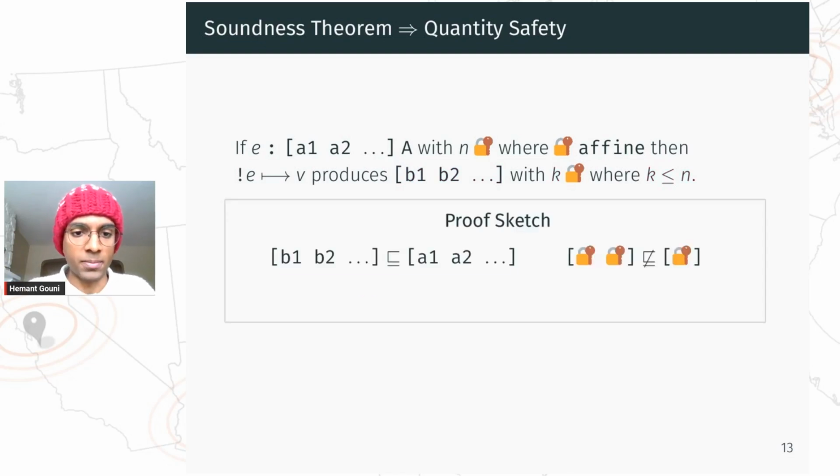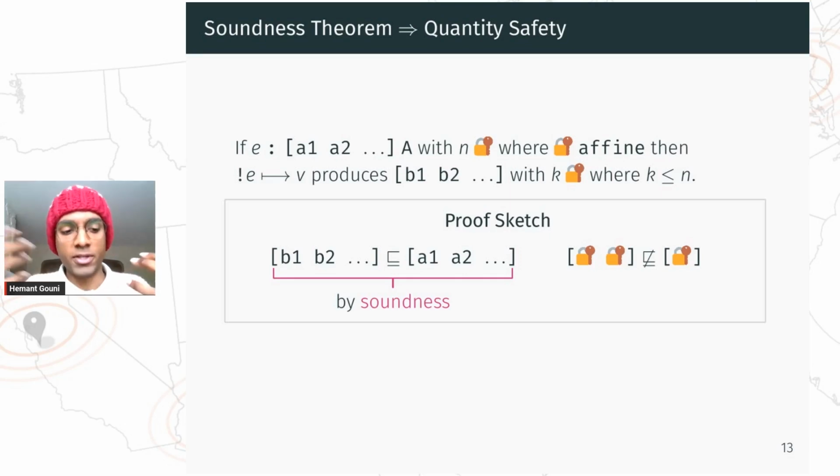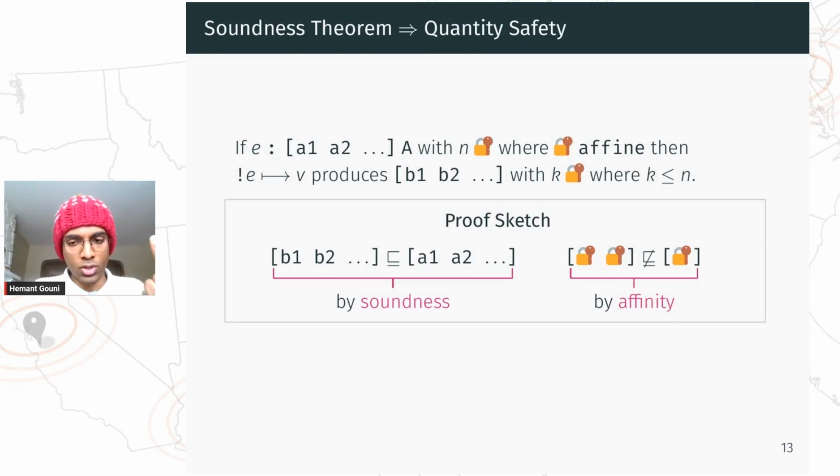And the reason for this is again really similar. By soundness, you know that the dynamically produced resources are conservatively over-approximated by the statically specified resources, and you know by the property of affinity that you can't smush together, or you can't rewrite two locks into a single lock from going from the left-hand side to the right-hand side.